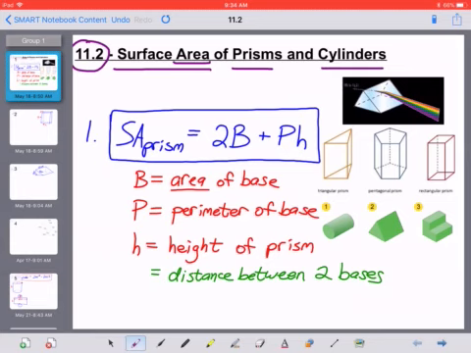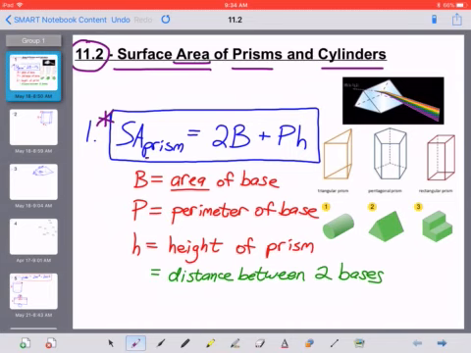We'll come back and we'll do cylinders tomorrow. So the formula that we need for today is this one right here. That surface area of a prism is going to be equal to 2 times a capital B plus a capital P times H. All right, I'm getting ahead of myself just a little bit.